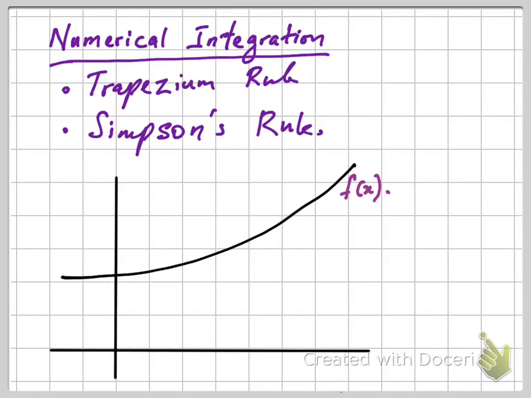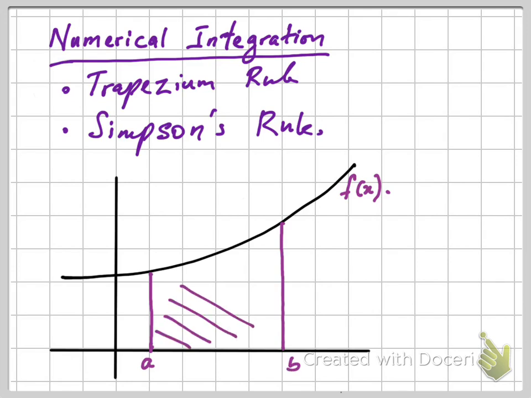We will talk about numerical integration, which is using numerical methods to find the area under a curve. There are two rules that we're going to go over. One of them is the Trapezium rule and the other one is called Simpson's rule. If you just have a look at a function, you want to find the area of the definite integral, let's say between a and b.